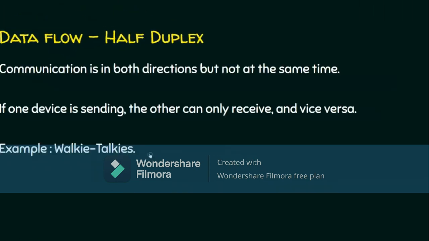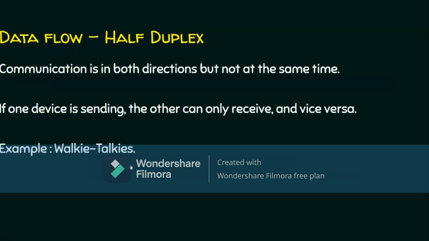Coming to the half duplex, the communication is in both directions. It means it can send as well as receive, but not at the same time. The very important part about half duplex is that the communication can happen in both directions, but not at the same time. If one device is sending, the other device can receive, but both sending and receiving cannot happen at the same time. Example, walkie-talkie. In a walkie-talkie, we can talk as well as listen, but we can't talk and listen at the same time.